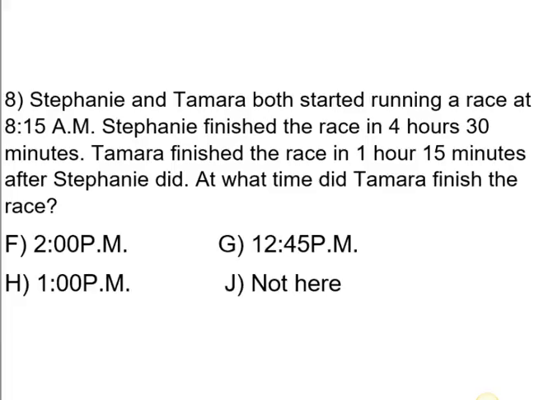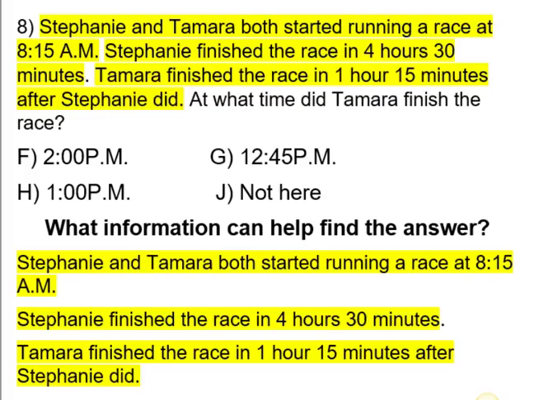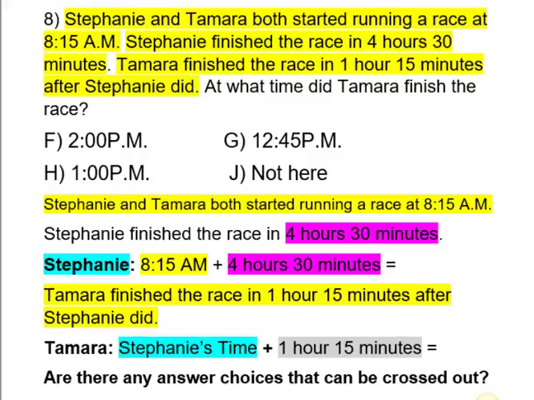What are we looking for? We are looking for the time that Tamara finished the race. What information can help us find the answer? Well, we know that Stephanie and Tamara both started running a race at 8:15 a.m. Stephanie finished the race in 4 hours and 30 minutes, and then Tamara finished the race 1 hour 15 minutes after Stephanie did. Okay, so let's go ahead and figure out Stephanie's time and when she finished the race, and also Tamara. So Stephanie's time is 8:15 a.m. plus 4 hours and 30 minutes. And then once we find Stephanie's time, we need to add on an hour and 15 minutes.